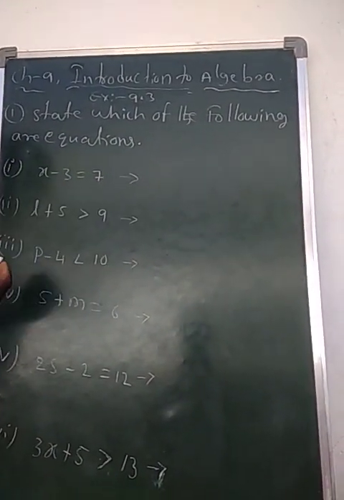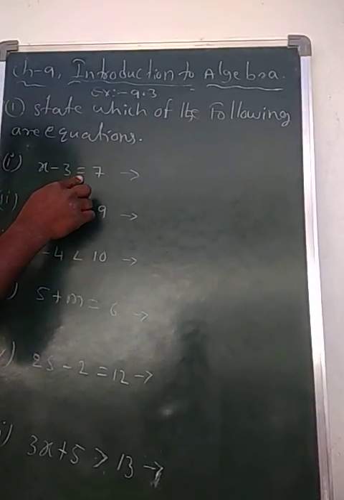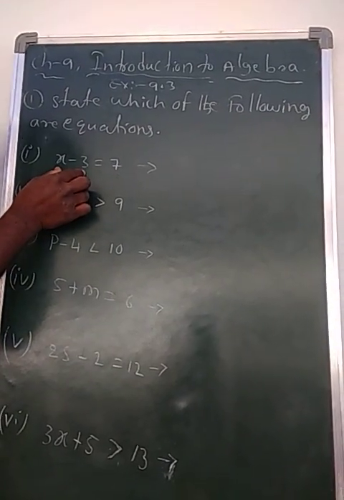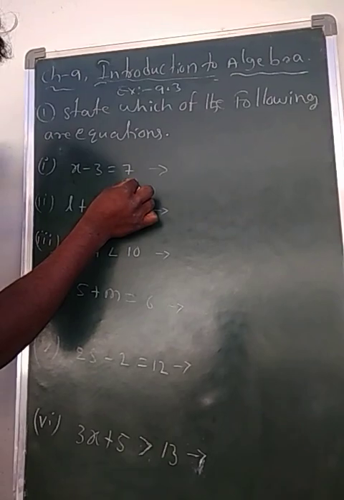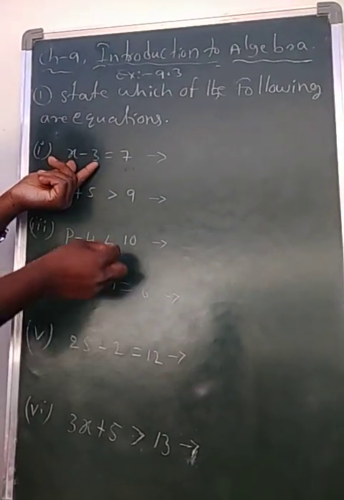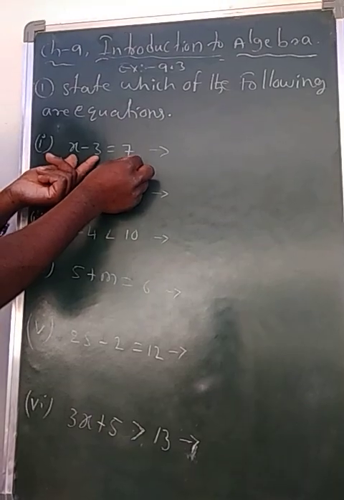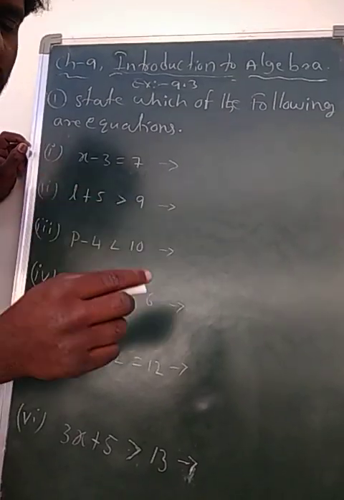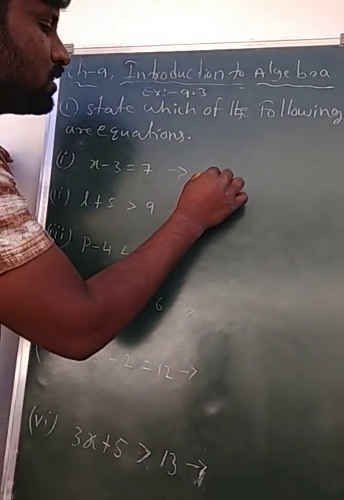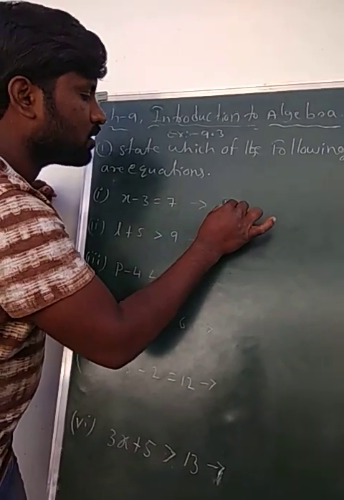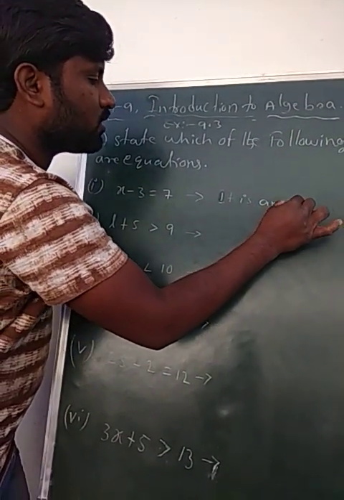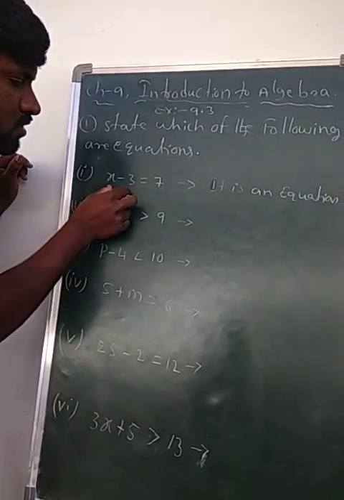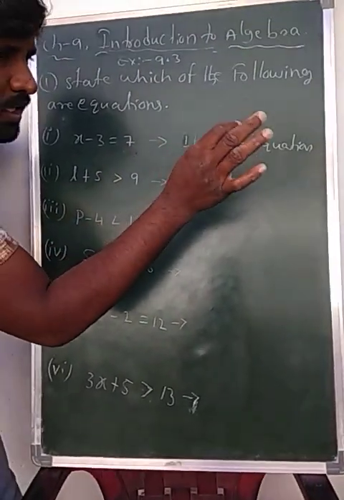So in that, the first question is given: x minus 3 is equal to 7. We know x minus 3 is the LHS part and 7 is the RHS part. This is the left hand side part and this is the right hand side part. When LHS is equal to RHS, we get an equation. So that's why it is an equation. LHS is equal to RHS, then it is an equation.